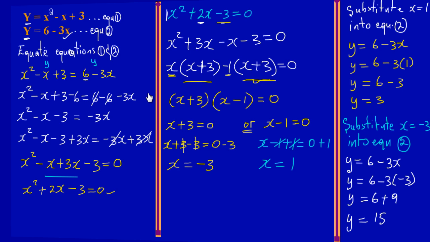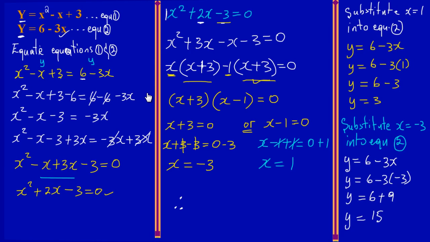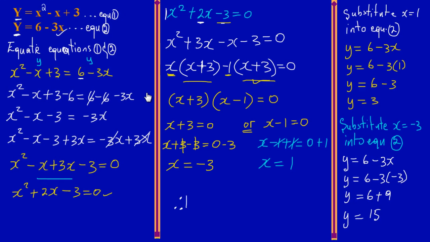So therefore we just make our statements now. Since we have a little bit of space over here, we can say when x is equal to negative 3, y is equal to 15. And then we can say when x is equal to positive 1, y is equal to positive 3.